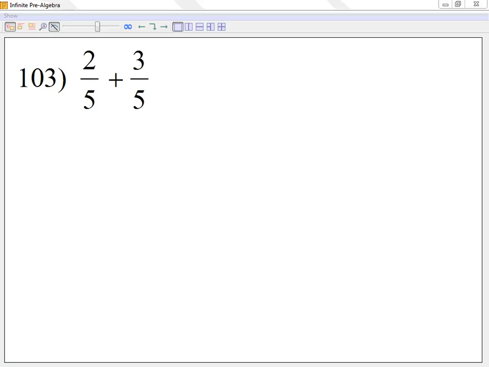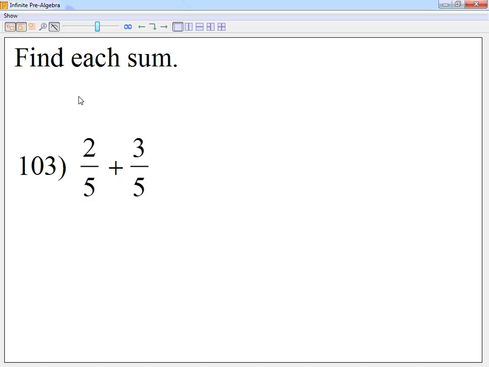We stop at 102. Let's pick up from 103. Looking at the directions from 103, it says find each sum. This one, we have a common denominator, so just copy the 5. And then on the top, I'm going to go 2 plus 3, which is 5.